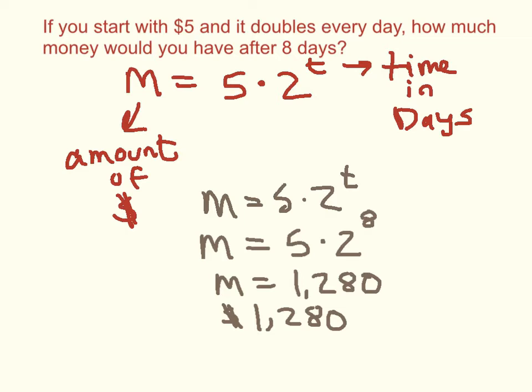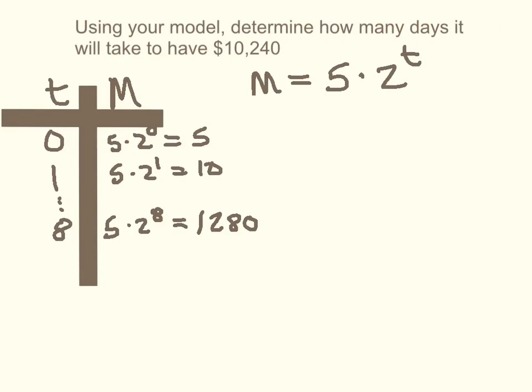Now let's take this example one more step. Using our model, we want to determine how many days it will take to have $10,240. Now let's recall our model. The amount of money we have will equal $5 times 2 raised to the power of t, where t is the number of days that have passed. So after 1 day, after 2 days, whatever it may be.